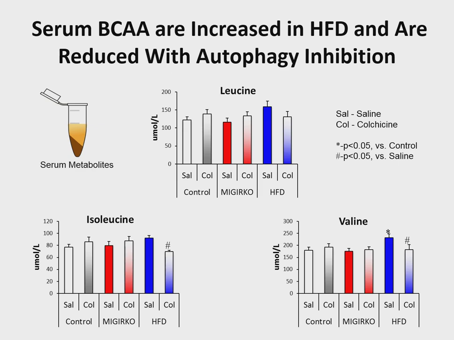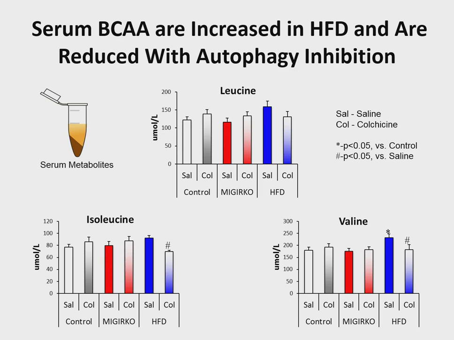All of these data suggest that if you perturb insulin and IGF signaling specifically in the muscle, you can change branched-chain amino acids in the muscle, but this does not translate to changes outside the muscle or in the circulation. Furthermore, with high-fat diet treatment as a model of insulin resistance, you can actually reduce some of the branched-chain amino acids circulating by autophagy inhibition with the drug colchicine.